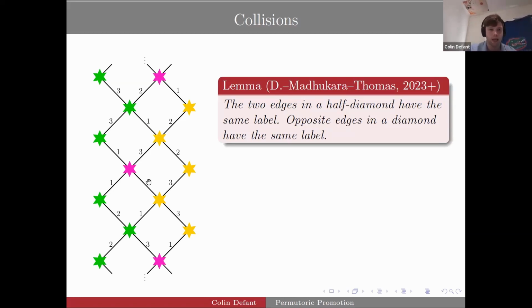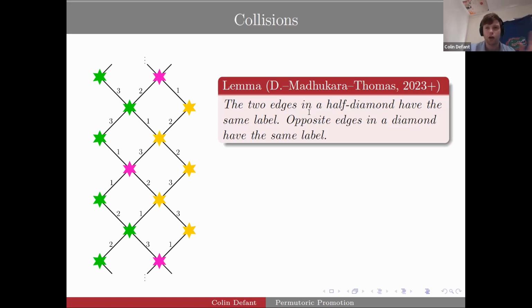And so one of the key lemmas that we prove is that if you look at one of these half diamonds on the right-hand side or the left-hand side of this picture, like a half diamond would be this here or this here, the two edges in the half diamond will always have the same label. So here you can see it's 1 and 1, or here it's 2 and 2, over here it's 3 and 3, or 2 and 2. And also, if I look at one of these little diamonds in the Hasse diagram, the opposite edge labels will be the same. So here I have 3 and 3 and 2 and 2 in this diamond here. If I look at this diamond, I have 1 and 1 and 3 and 3. Okay, so this is really one of the key lemmas that we prove.